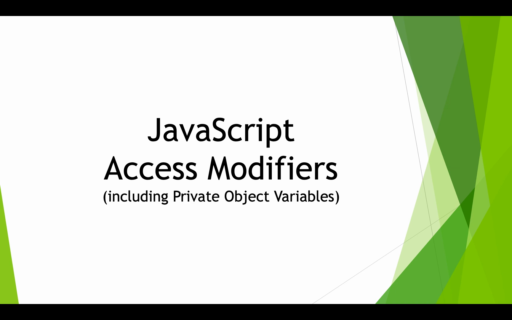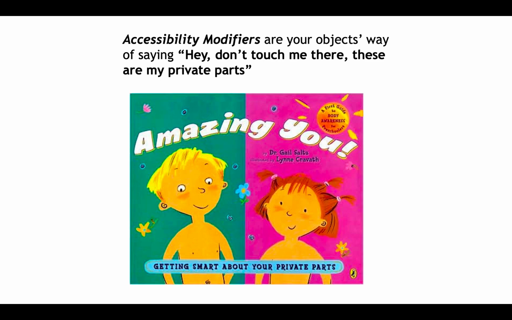In this lesson, I'd like to talk about JavaScript access modifiers. Included in this is the idea of private object variables. My children, when they go to school, they're taught that there are some parts of your body that you're not supposed to touch, and strangers shouldn't touch them. Similarly, in objects, when you're doing object-oriented programming, there are certain methods as well as attributes that shouldn't be directly touched, and they can be protected and made private so that you can't do that.